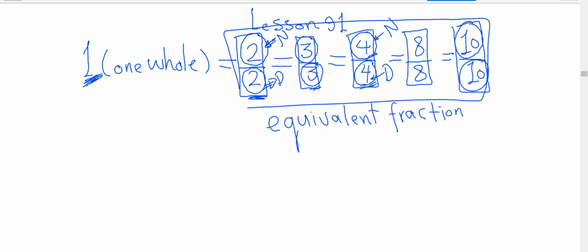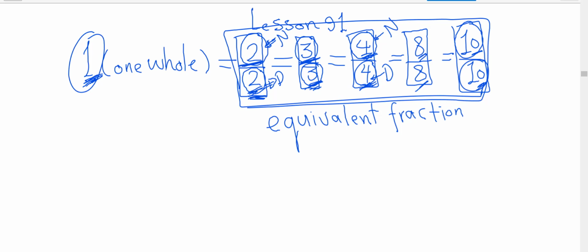The equivalent fractions use different fractional parts, but they have the same amount. Here we use 2 over 2. Here we use 3 over 3, 4 over 4, 8 over 8, 10 over 10. Different fractional parts, but they are all equal to the same amount. It is 1. So we call these fractions equivalent fractions.